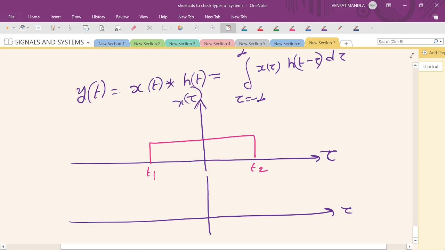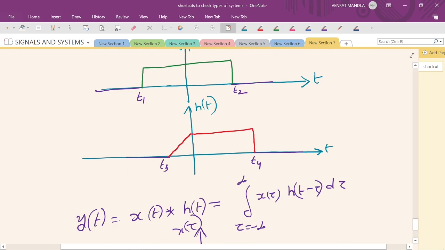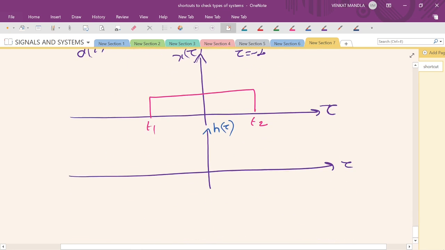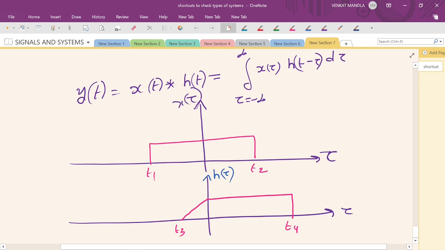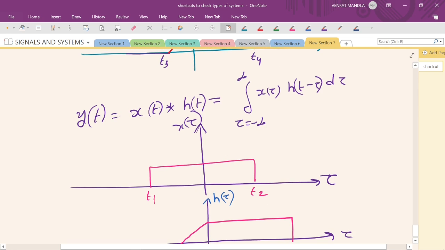This is tau, h of tau. H of tau, the shape will not change. The limits are t3 to t4. Okay, this is x of tau and h of tau. Now I want to do the convolution.